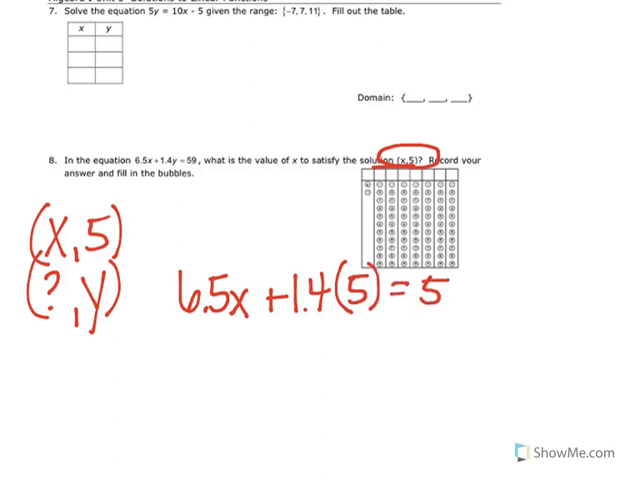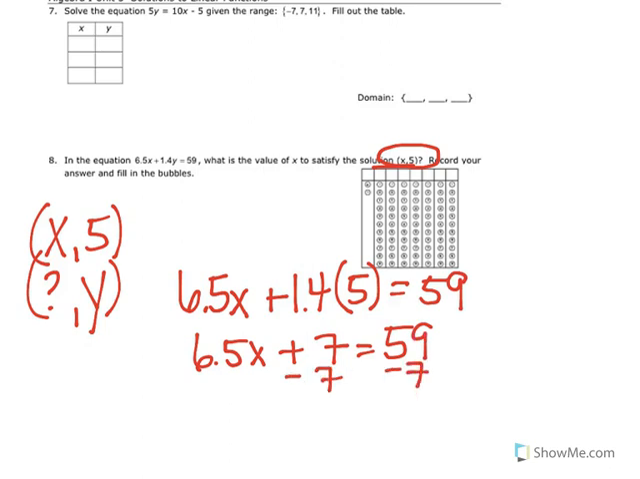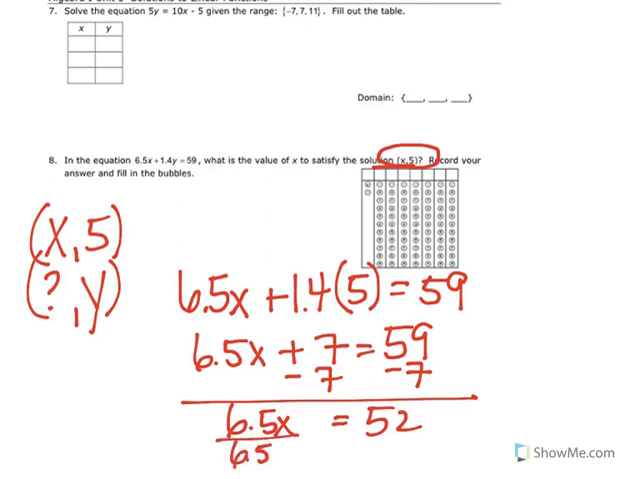Okay, so let's use our calculator. This we're just going to bring down. Then we're going to take 1.4 times 5, and we get plus 7 equals 59. Now let's subtract 7 from both sides. 6.5x equals 52. So we're going to take 52 and divide both sides by 6.5. Those cancel out, and we find x equals 8.